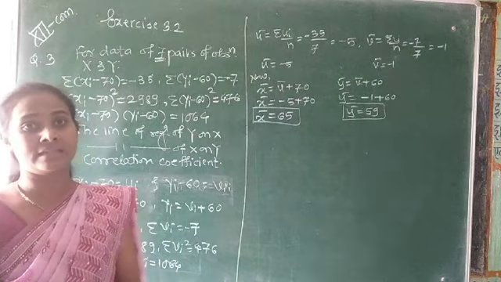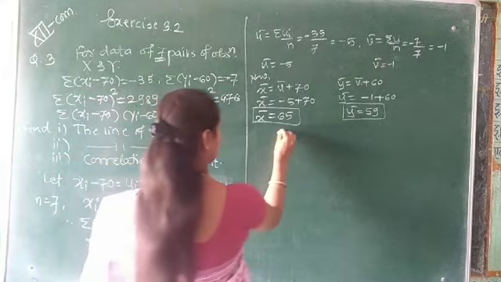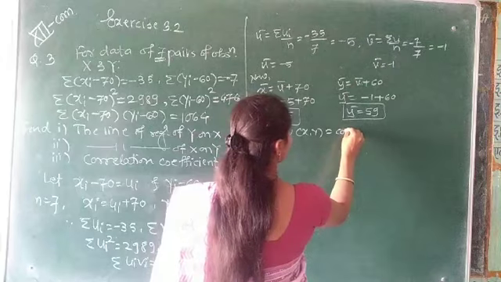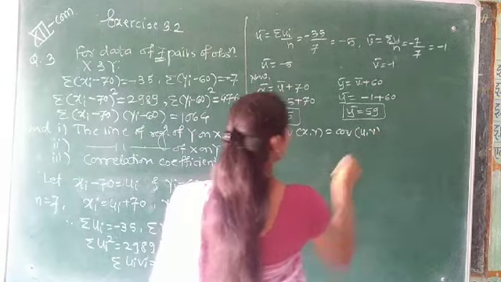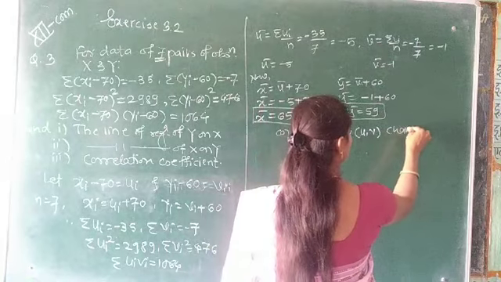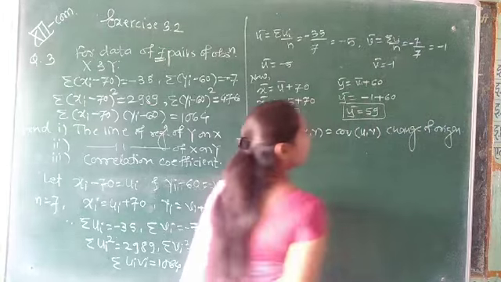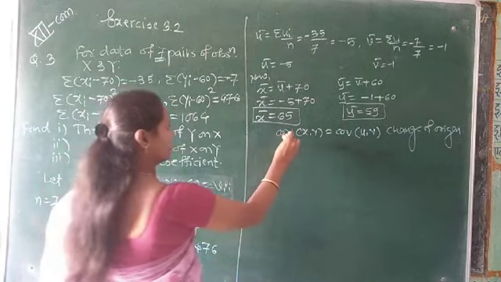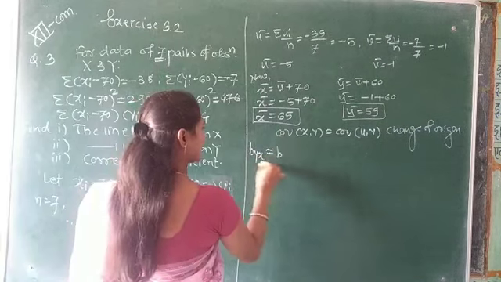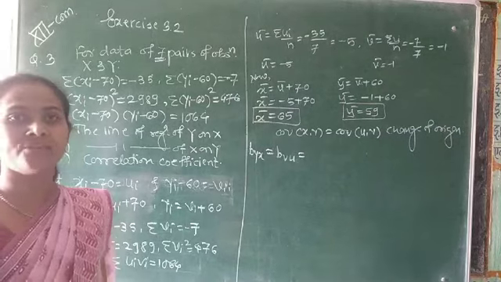Now remember that covariance of xy is equal to covariance of uv. It is the same. This is called change of origin. By change of origin, the value does not change. Hence, if we have to find byx, that is equal to bvu. Byx is the same as bvu.